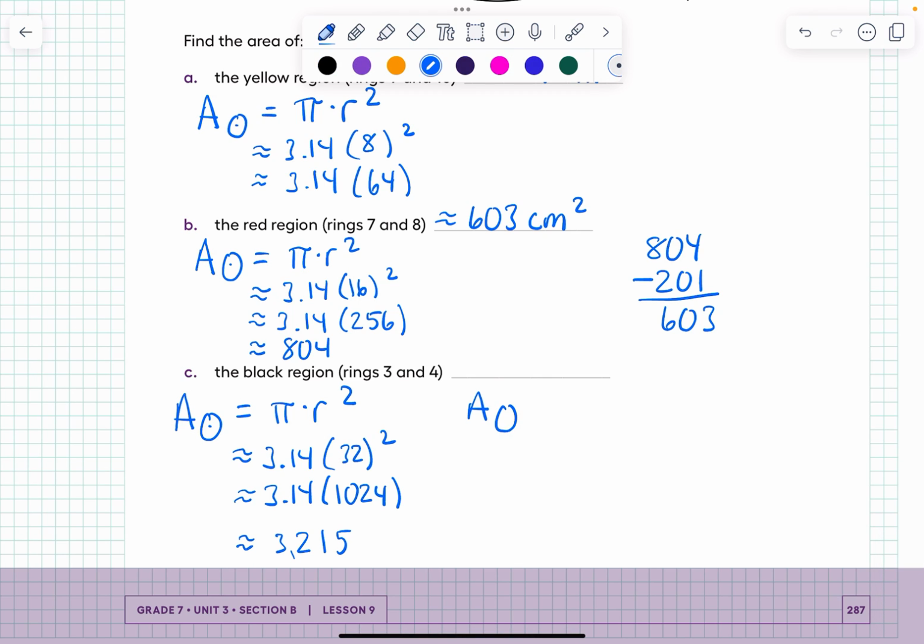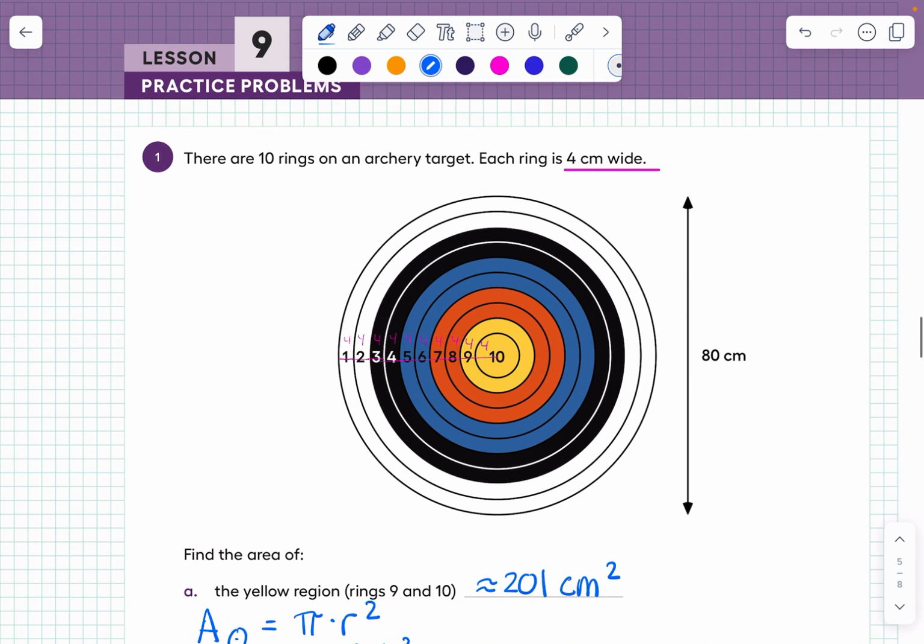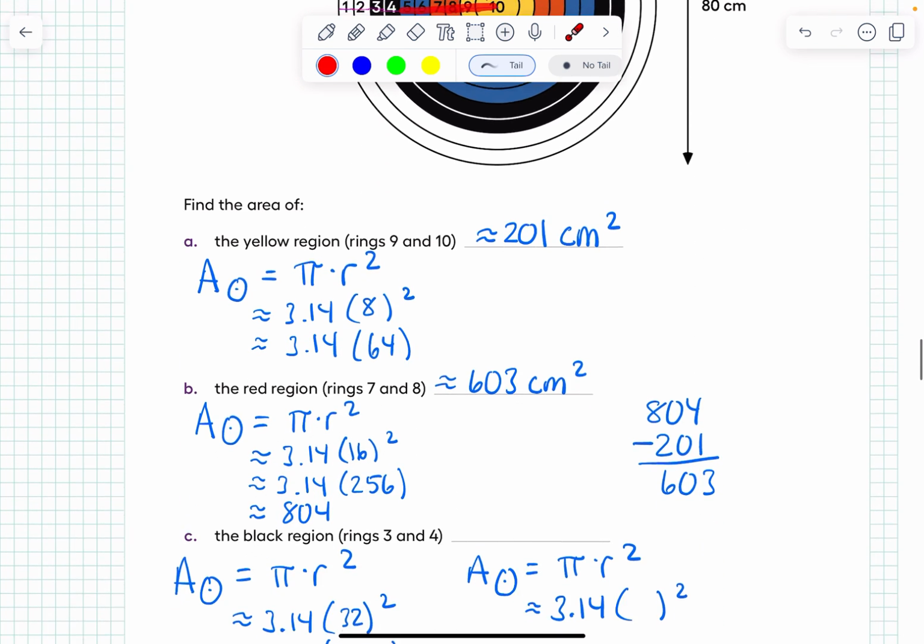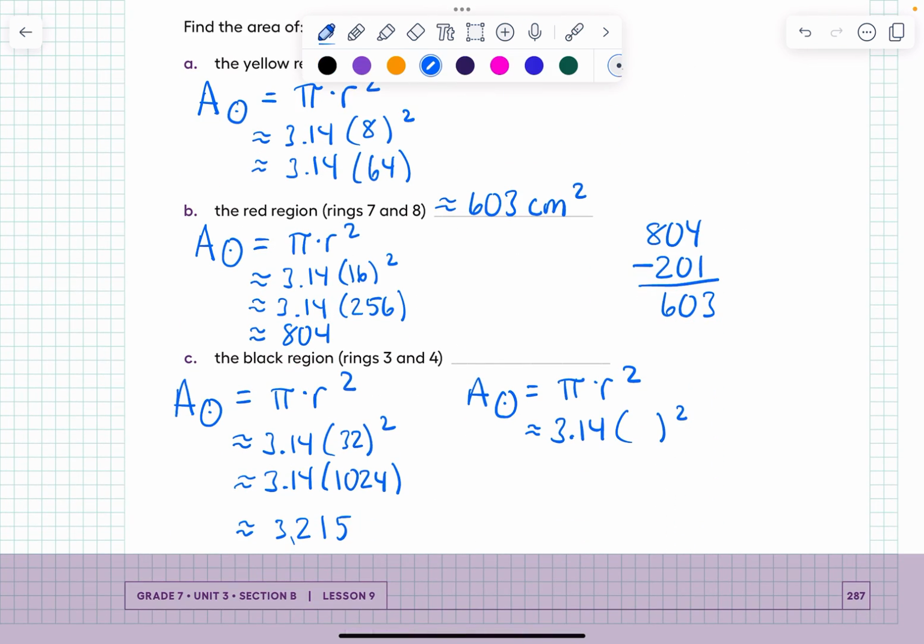This is definitely making me think. This is not easy. All right, so we'll have 3.14 is pi. And now let's go find the radius of the blue region. Okay, so count the rings with me. 1, 2, 3, 4, 5, 6. So 6 times 4 is 24. The radius would therefore be 24.